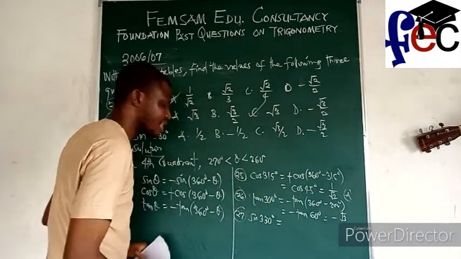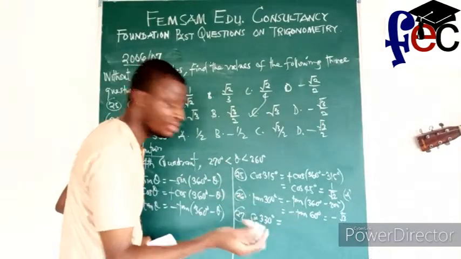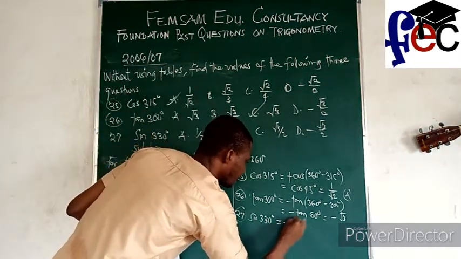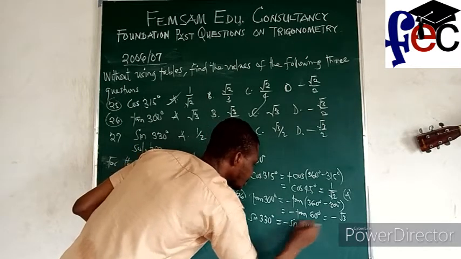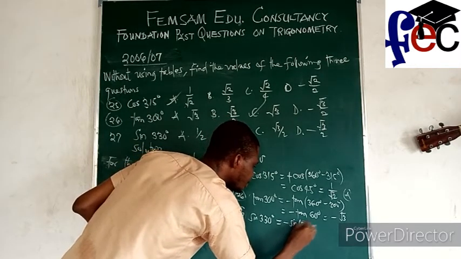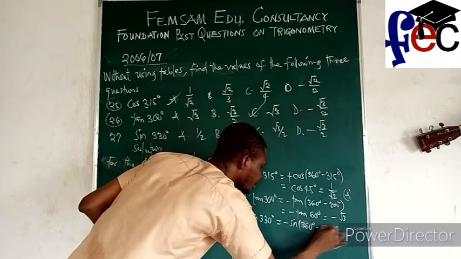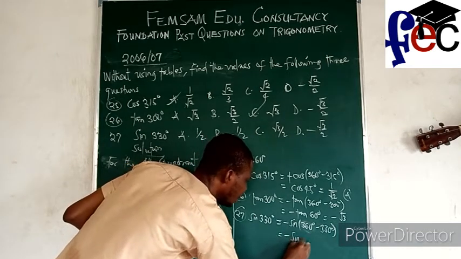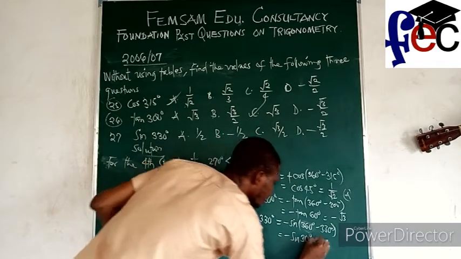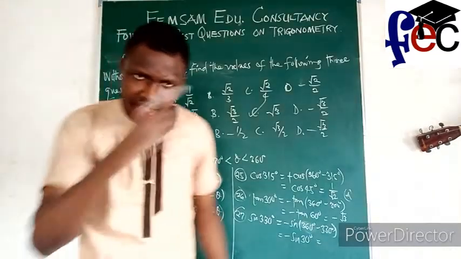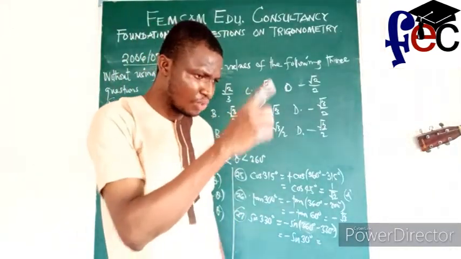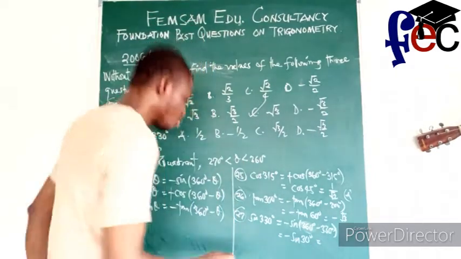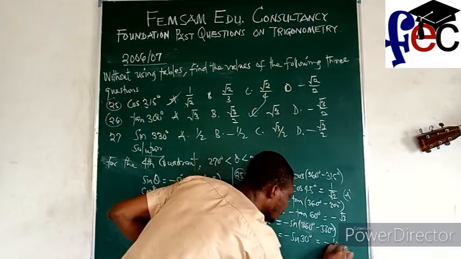You should know that sine of angles in the fourth quadrant is also negative. So this is going to be minus sine 330, which is sine of 360 degrees minus 330 degrees. And that's going to be minus what? Sine 30 degrees. What is sine 30 degrees? I know that sine 30 degrees is 1 over 2, 0.5. So that's going to be minus 1 over 2.